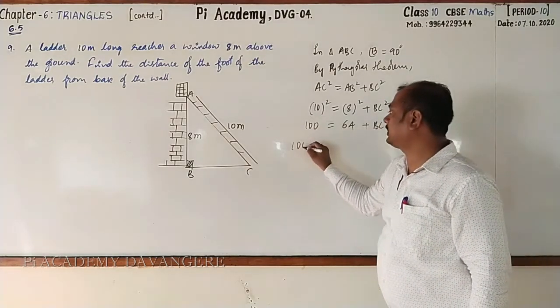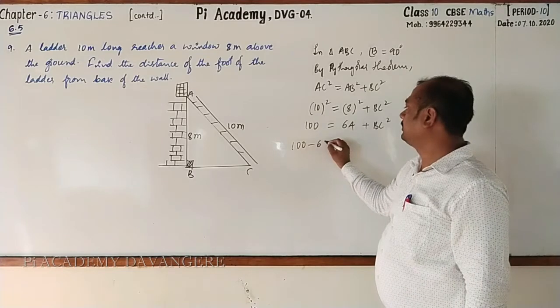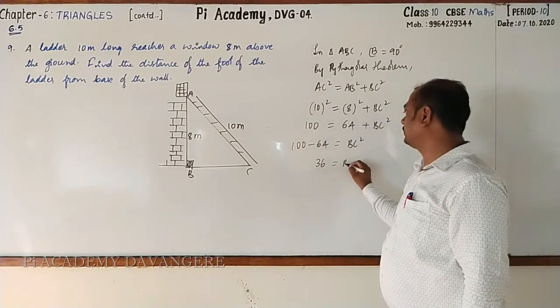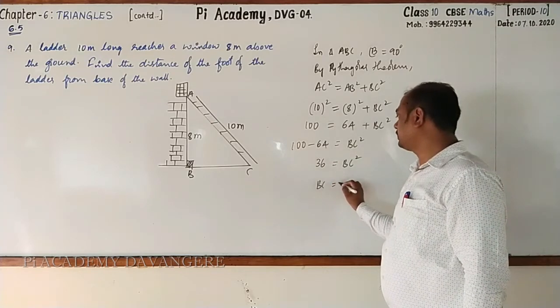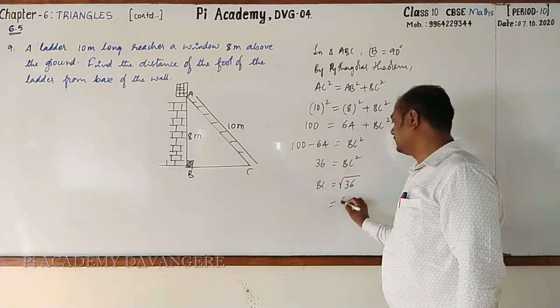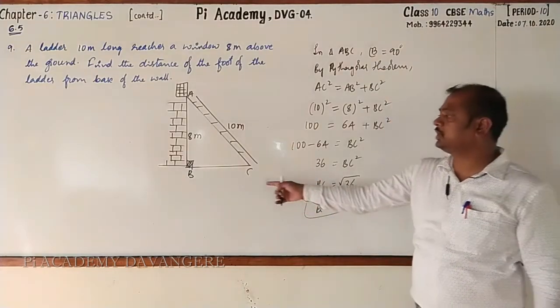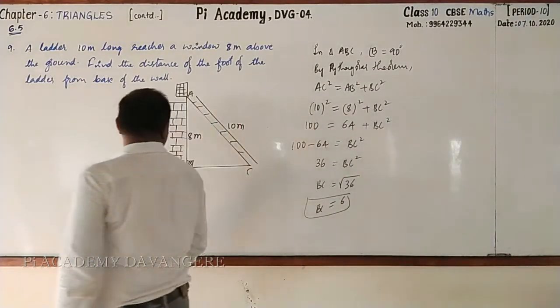Then 100, transfer 64 to the left hand side. Minus 64 equal to BC square. This is 36 equal to BC square. BC equal to square root of 36. It is 6. Therefore, the distance of the foot of the ladder from the wall is 6 meter.